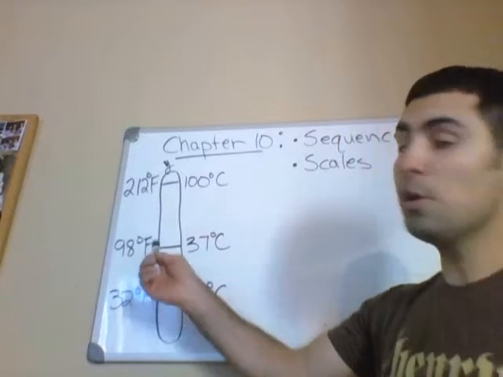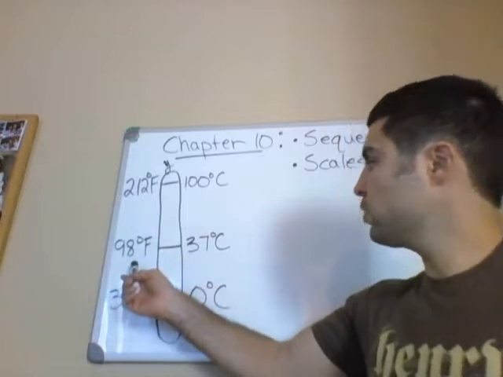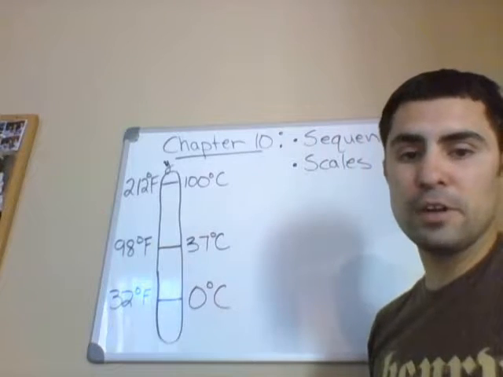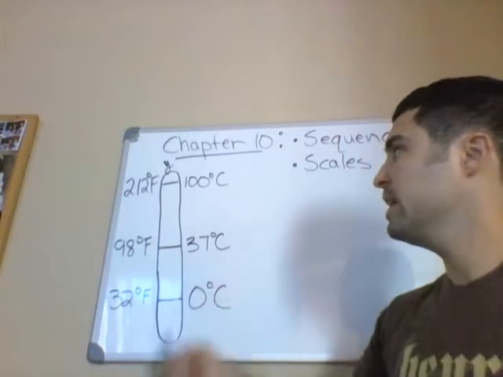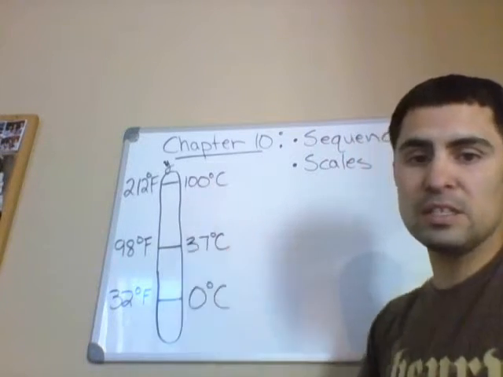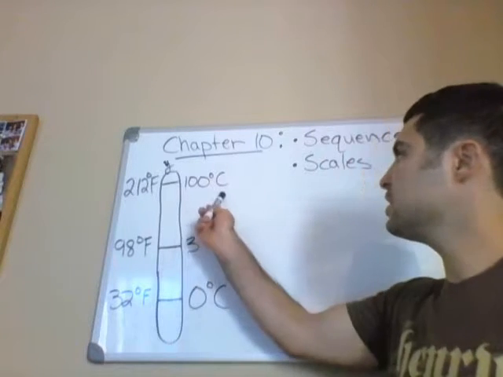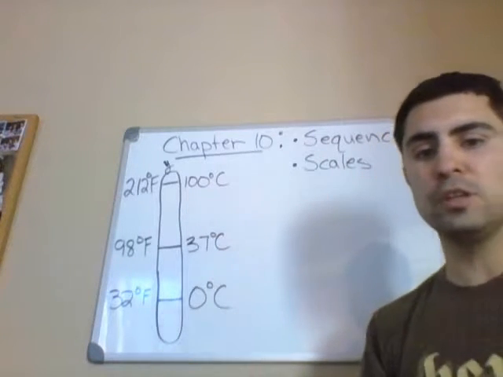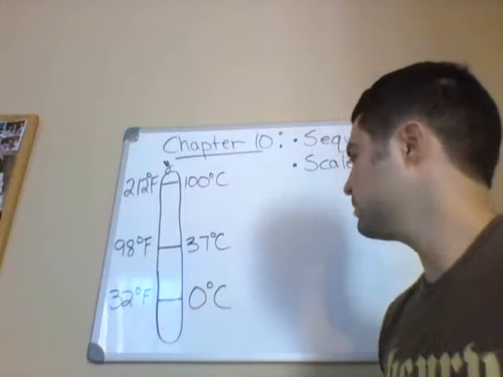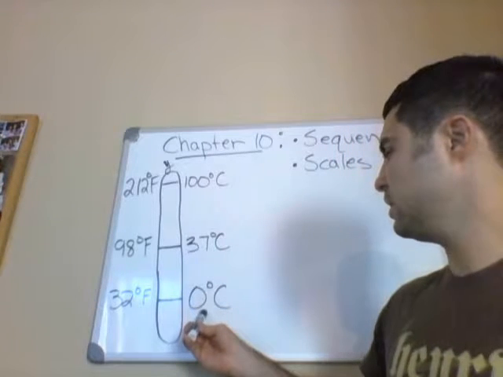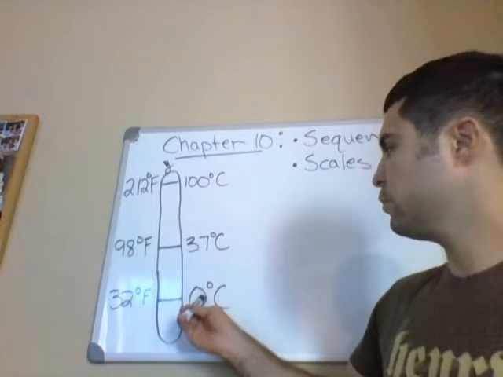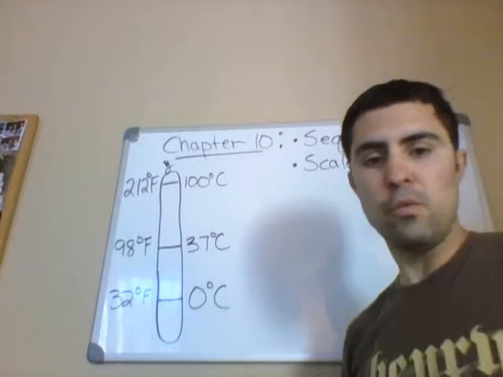And then your body temperature, your natural core temperature, is supposed to be 98 degrees Fahrenheit or 37 degrees Celsius. And then 100 degrees Celsius, that's when water boils. Okay, so Celsius is kind of based on the freezing point and boiling point of water.